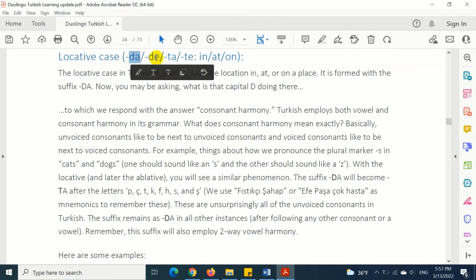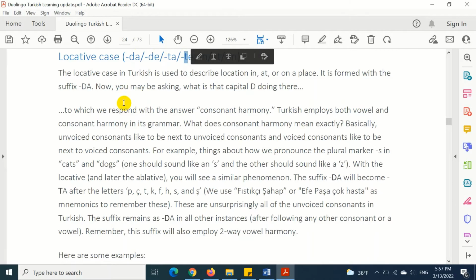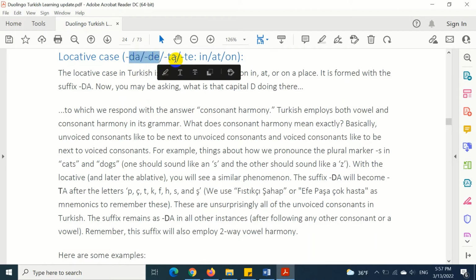Now you know why de, because it follows two-way vowel harmony. When to use da or de, you already know this. And you also know the consonant harmony, that when to use ta or te, because you know that when a noun ends with f, s, t, k, ç, ş, h, p, you change the form of these suffixes to ta or te, and when you are adding these suffixes, you consider the kalın and ince vowel harmonies as well.